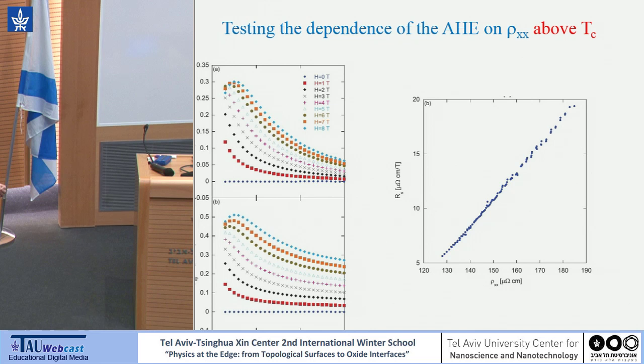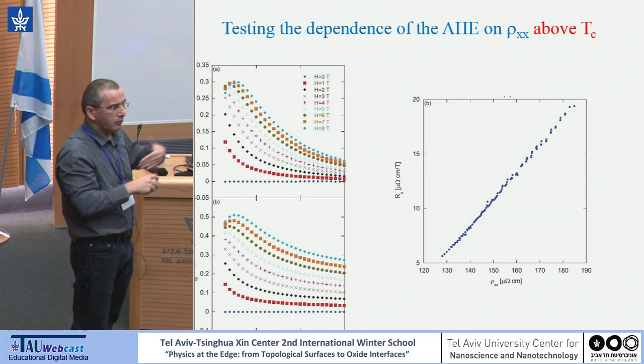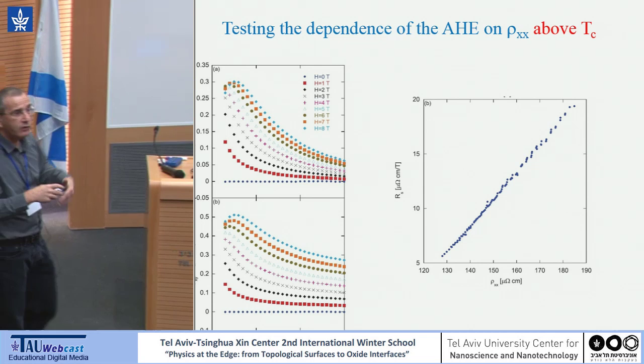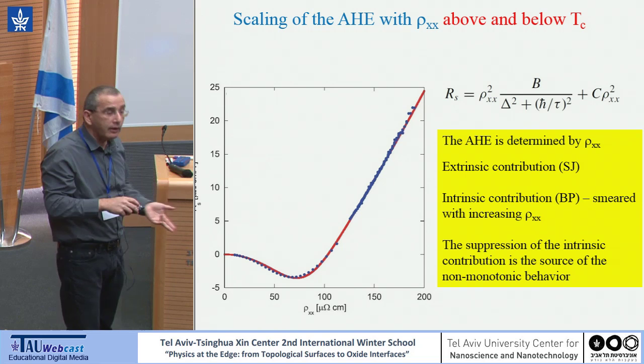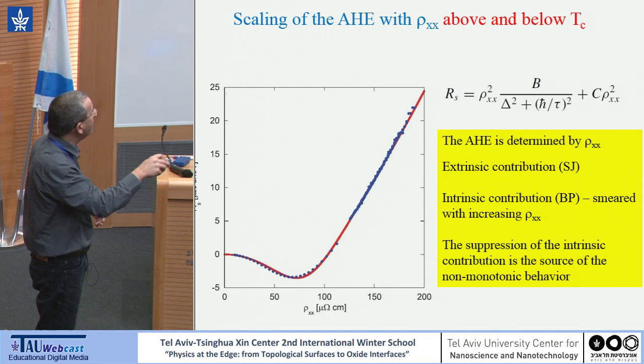These experiments were done below TC in the remnant state of the magnetization. But then we also wanted to extend this region where we are exploring the behavior of the anomalous Hall effect to above TC, and to look at the anomalous Hall effect in the paramagnetic part. And what you see here in this curve is RS, the prefactor, as a function of ρXX, both below and above the Curie temperature.